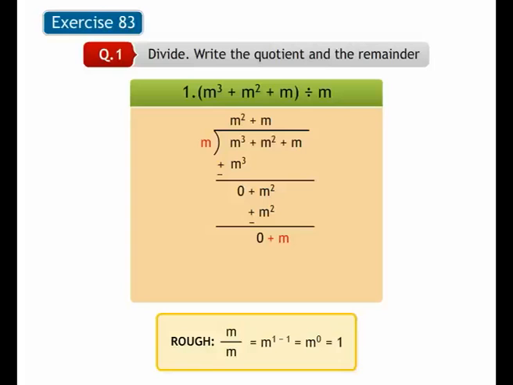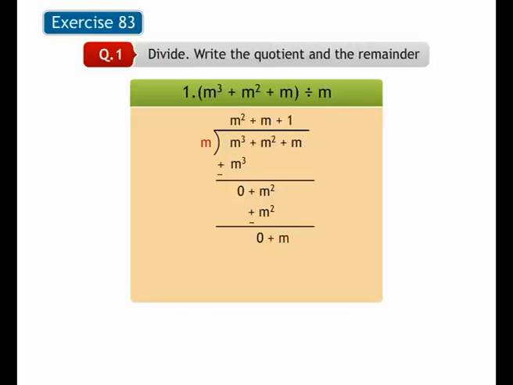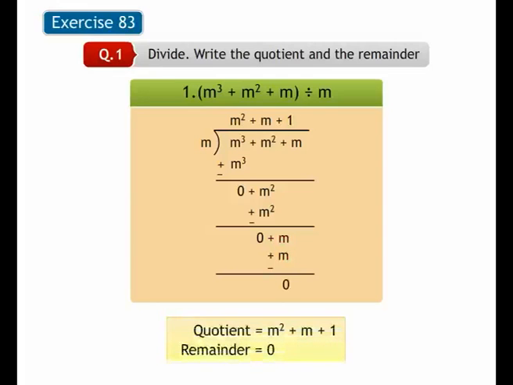Now we will write plus 1 as the third part of the quotient above the line and the product of m and plus 1, that is the product of the divisor and the quotient, which is equal to plus m, exactly below the third part of the dividend. Changing the signs and subtracting minus m from plus m, we get 0. And hence, the quotient of our sum is m square plus m plus 1. And the remainder of our sum is 0.